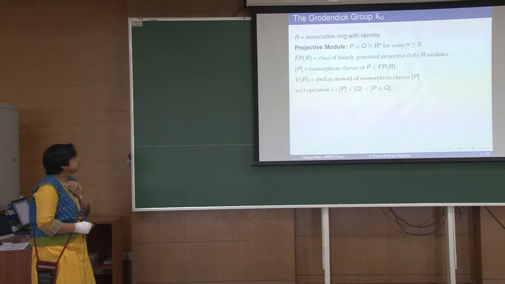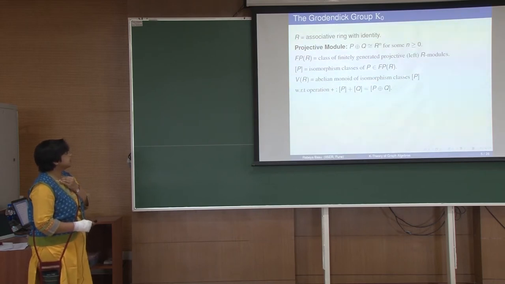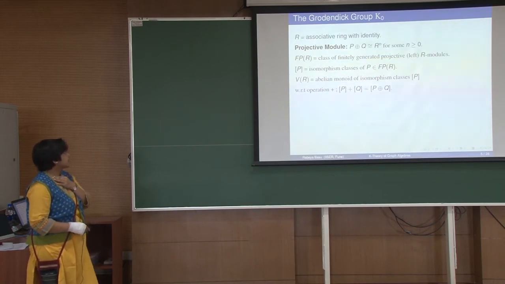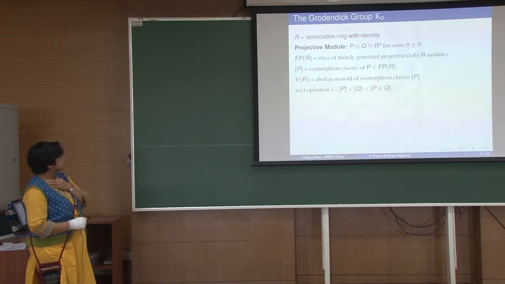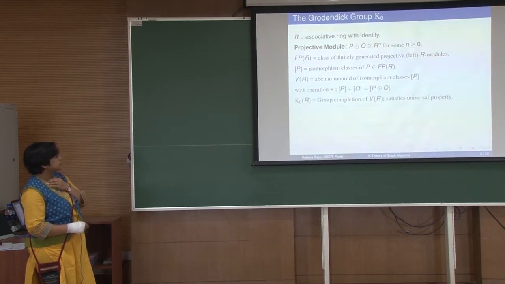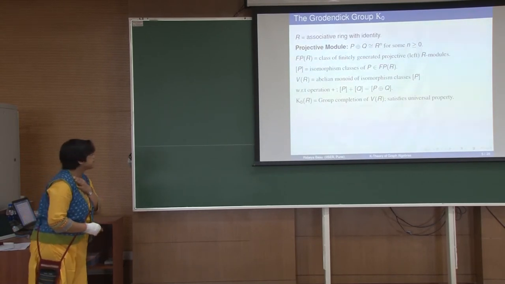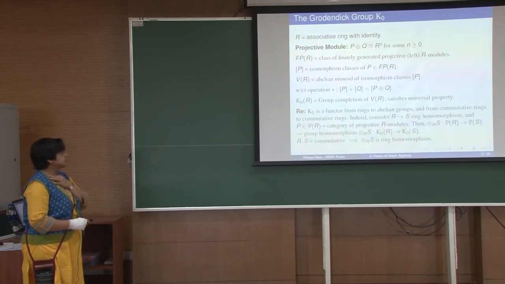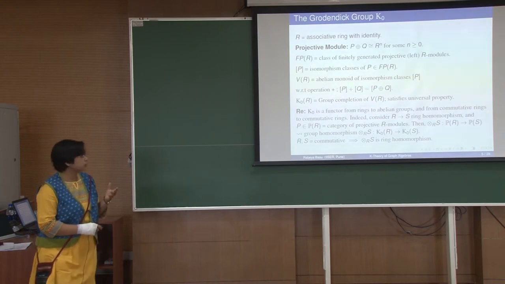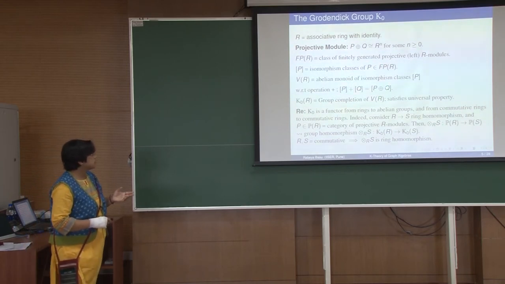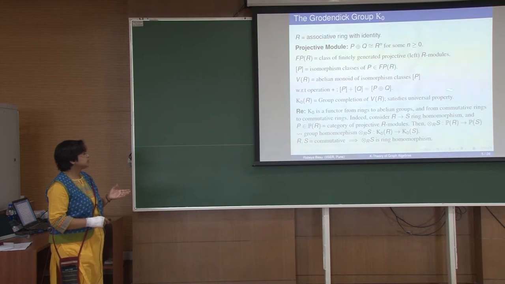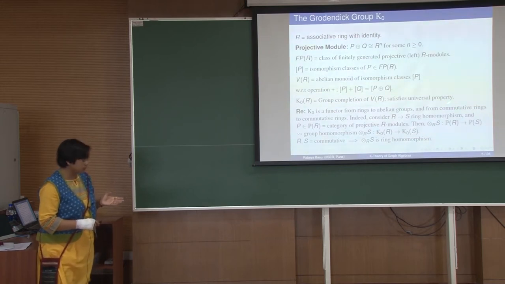By V(R), we mean the abelian monoid of the isomorphism classes, with respect to the operation of direct sum. Then I am considering the group completion of this monoid. That is called the Grothendieck group K-naught. As before, the group completion satisfies the universal property.